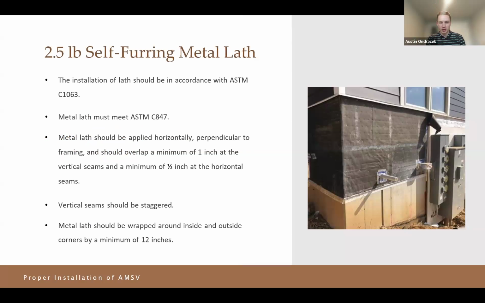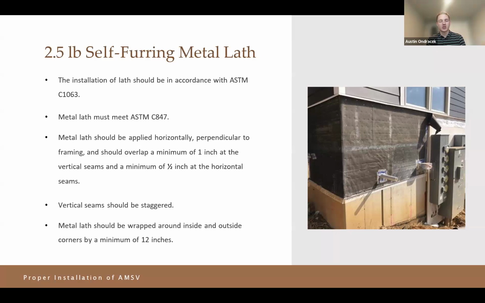The metal lath must also meet that. It should be applied horizontally, perpendicular to framing, so up and down, and should overlap a minimum of 1 inch at the vertical seam. So similar to that of your water resistant barrier, just want to have a slight overlap of your metal lathing as well. And then a minimum of 1/2 inch at horizontal seams.